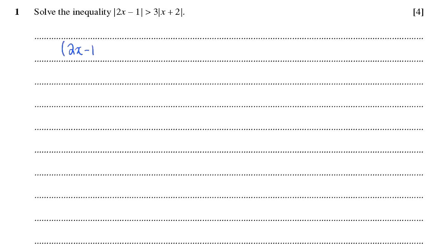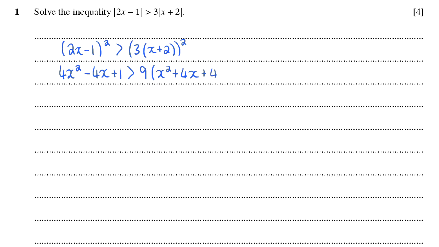2x minus 1 squared is going to be greater than 3x plus 2, and put double brackets there and square it, because that squared gets distributed. Okay, the next line, we expand the brackets. 4x squared minus 4x plus 1 will be greater than 9, because that's 3 squared, open brackets, x squared plus 4x plus 4, which is x plus 2 squared. All right, we can distribute the 9. 4x squared minus 4x plus 1 is greater than 9x squared plus 36x plus 36.